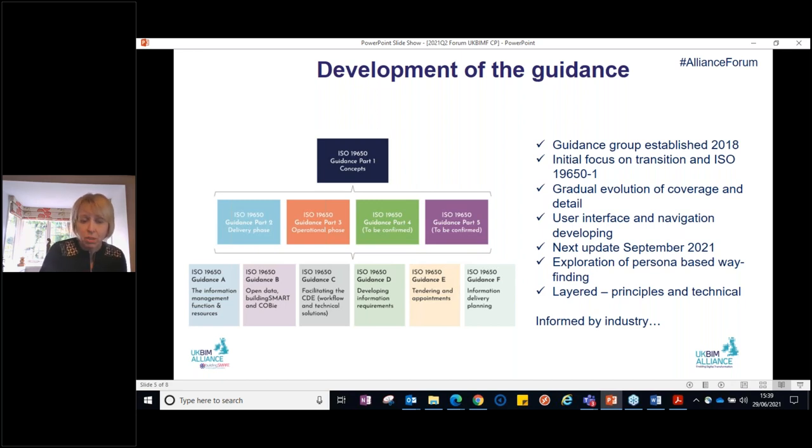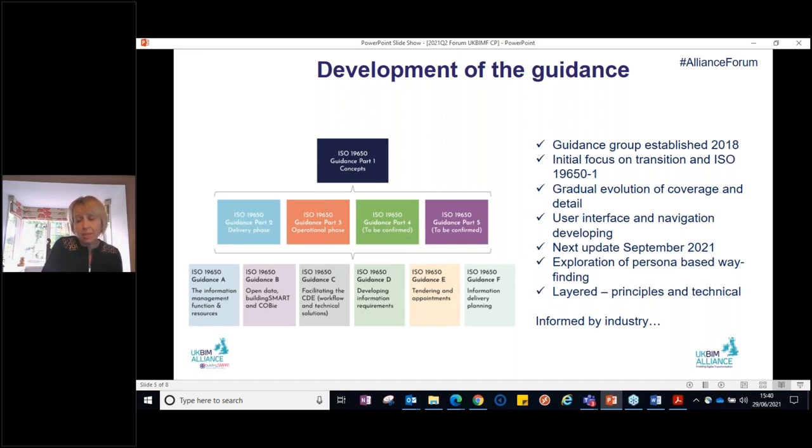We're also doing work around developing a scope of appointment for the information management function, but there's an information management assignment matrix available on the UK BIM framework website that offers the real detail around that scope of appointment. As Anne mentioned earlier as well, we are going to look at release of guidance in an online format that will improve navigation around the guidance.